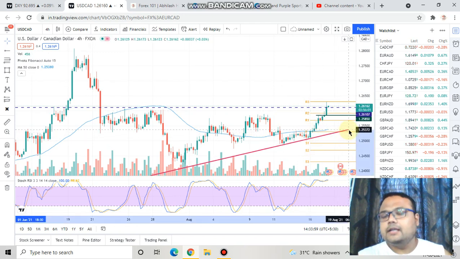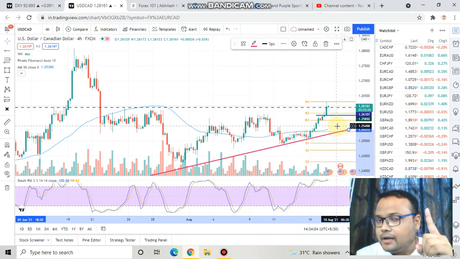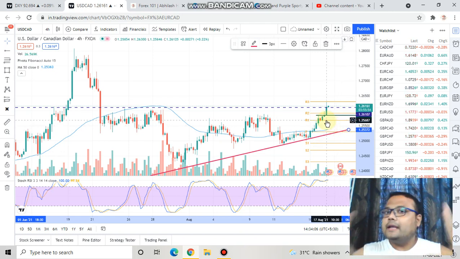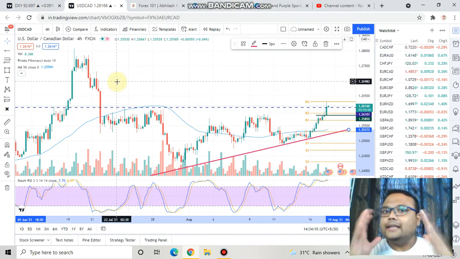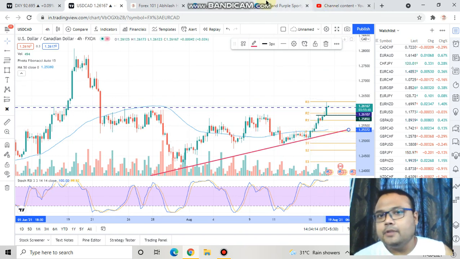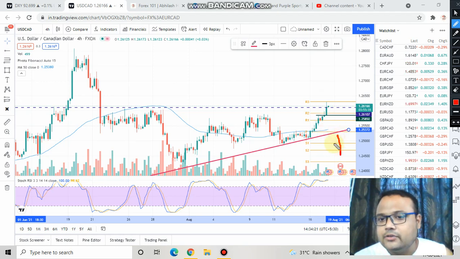Therefore, considering the trend of the market, listen to me carefully now. Considering the trend of the market, the uptrend and the support, the best trading opportunity in a chart like this, or in USD CAD, is always near this trend line. So just keep in mind that in the future also, if you get a setup like this, you'll get the best trading opportunity at this trend line only.